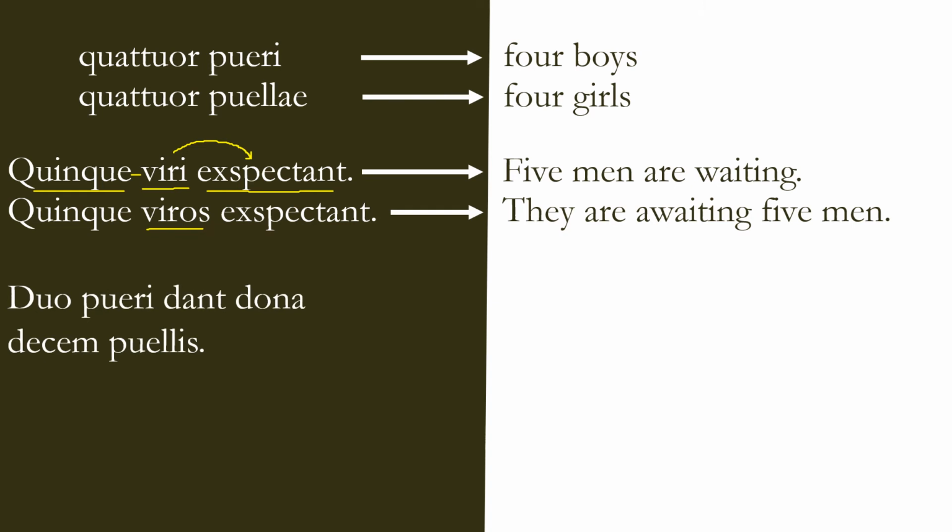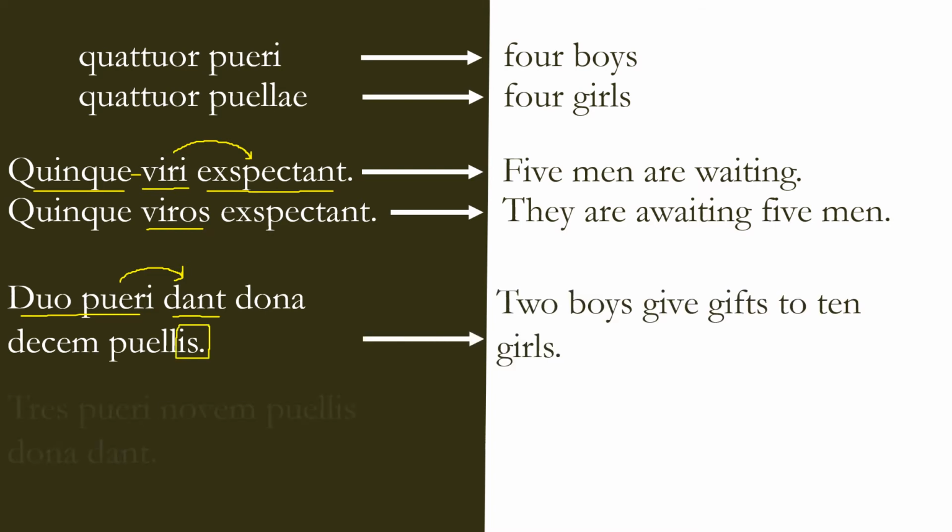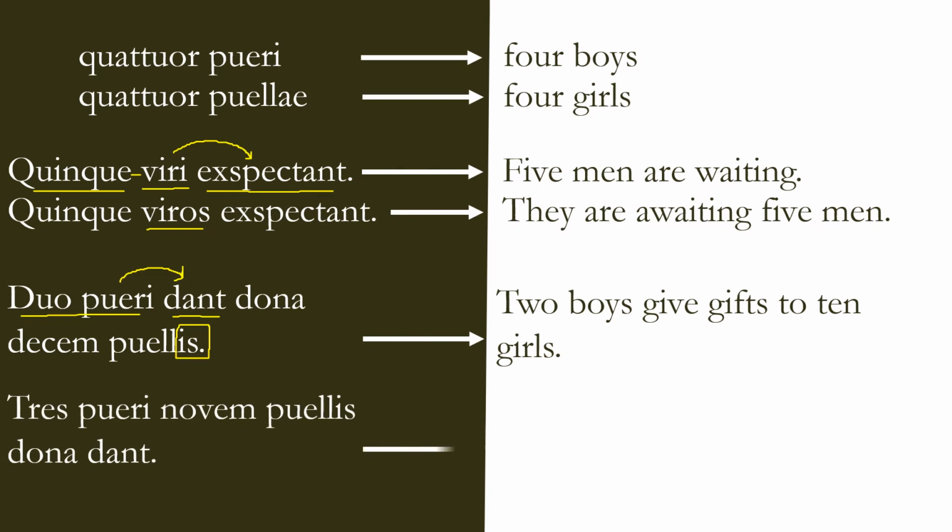Duo pueri dant. Dant is give. Duo pueri dant. 2 boys give. What do they give? They give dona. And here is a dative. 2 boys give gifts to 10 girls. Tres pueri, novem puellis, dona dant.